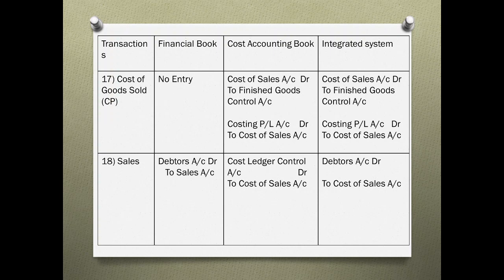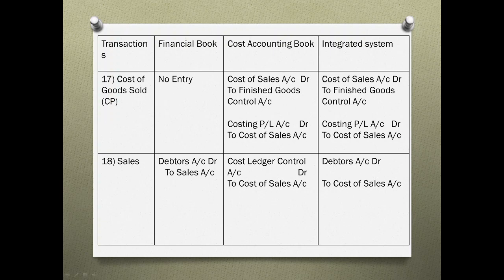Then the next line which I have given in the journal entry, don't get confused, it is just for closure purpose to remember. At the end you have to close your cost of sales account by transferring the balance to costing P&L account. Okay, next is sales.